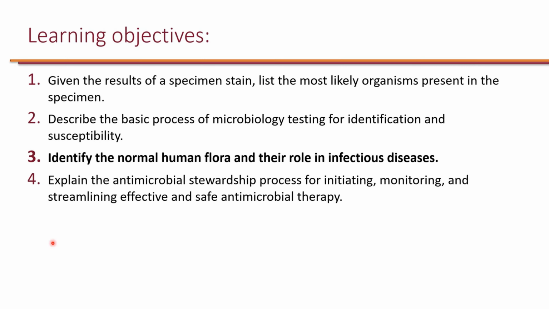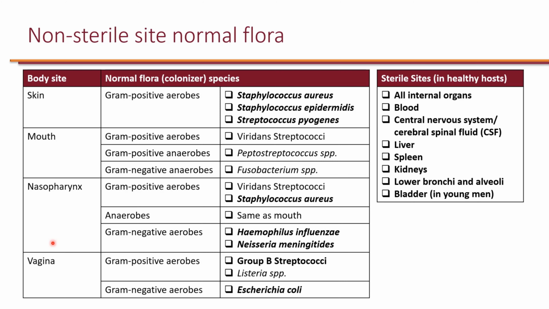We interpreted the results of a specimen stain to list the most likely organisms present in the specimen. We described the basic process of microbiology testing for identification and susceptibility. Now, let's identify the normal human flora and their role in infectious diseases. Normal flora are absolutely essential for health.